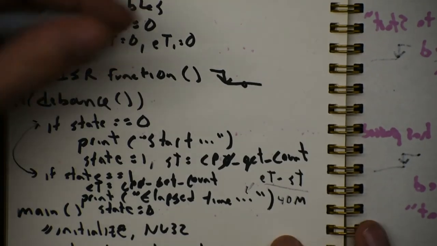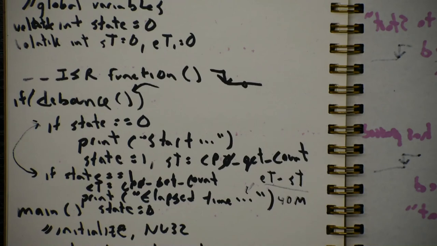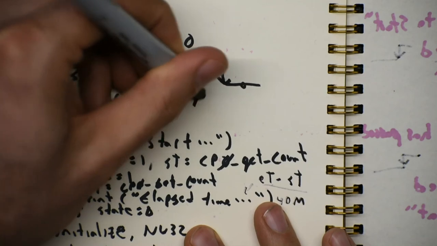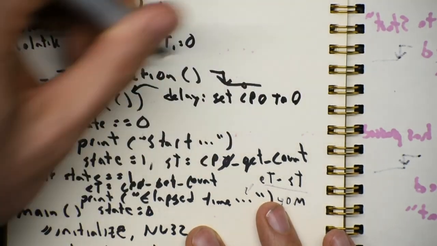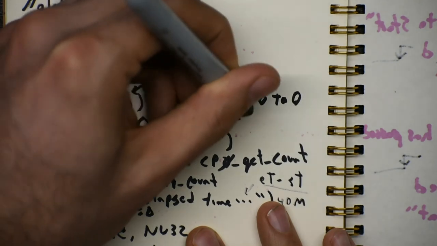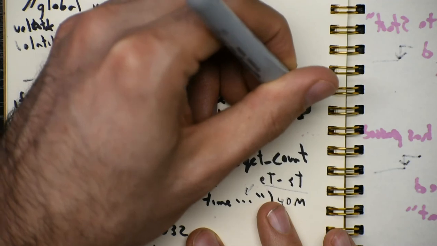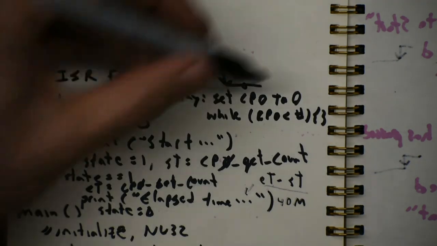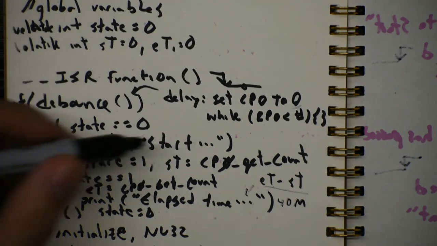The debounce can be tricky because the debounce has a delay in it, and our delays so far have used the core timer. Our delay was something like set CP0 to 0, and then while CP0 is less than some number, we'll just wait. In this case, though, by setting the core timer to 0 every time the button is pushed, we'll mess up our start and end times.